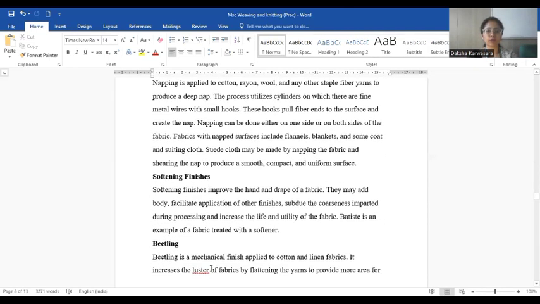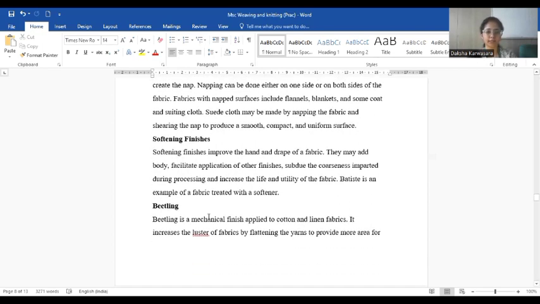The next one is the softening finish. As the name shows, it is used to produce a soft texture of the fabric. It improves the hand and drape of a fabric. They may add body, facilitate application of other finishes, subdue the coarseness imparted during processing, and increase the life and utility of the fabric. Next one is the beetling.